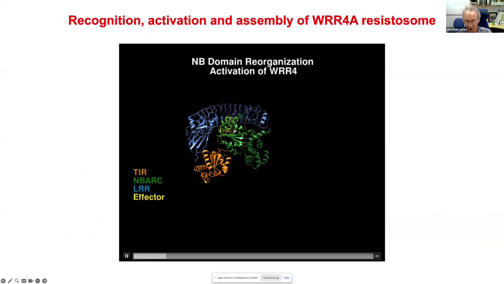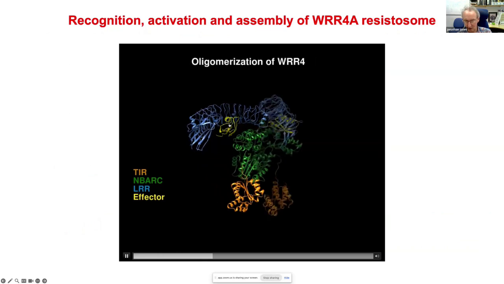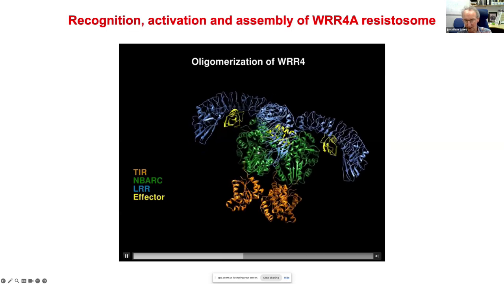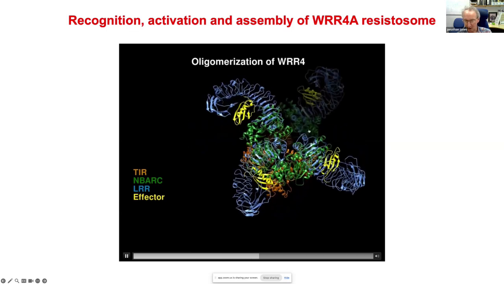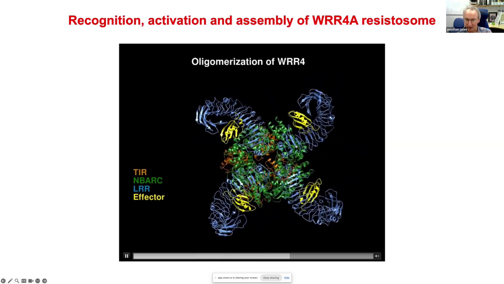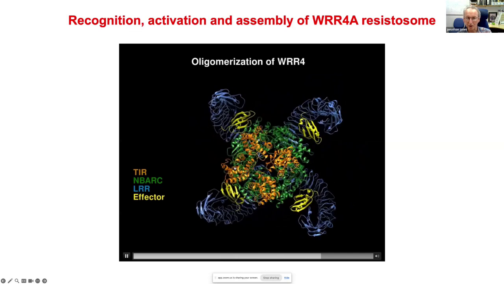So actually the NB-ARC domain occupies the region that's interface 2. When interface 2 is occupied by the effector, it displaces the NB-ARC domain. And then there's an exchange of, I think, ATP for ADP, and then it oligomerizes, and you've got the induced proximity on the TIR domain.